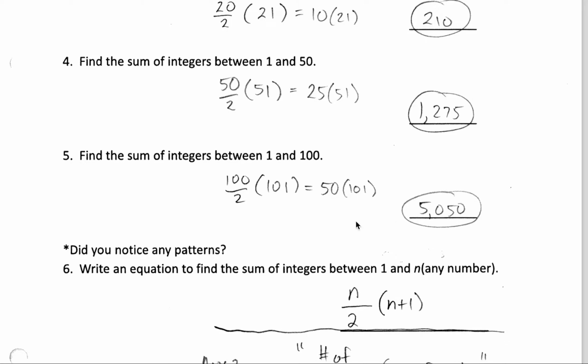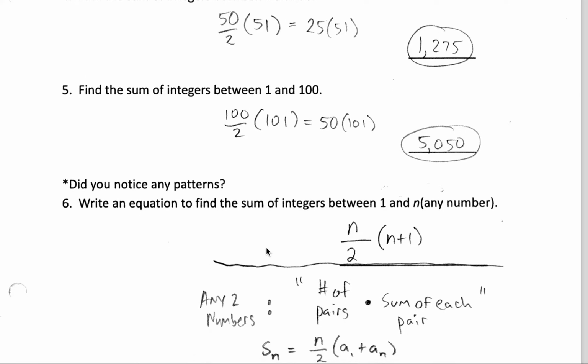One more time, and then we'll write our equation for this pattern. Adding up all the numbers between 1 and 100, we know that we can make 50 pairs. Each of those pairs is going to add up to 101. So 50 times 101 is 5,050.